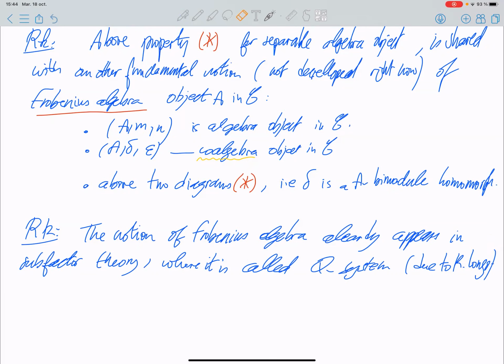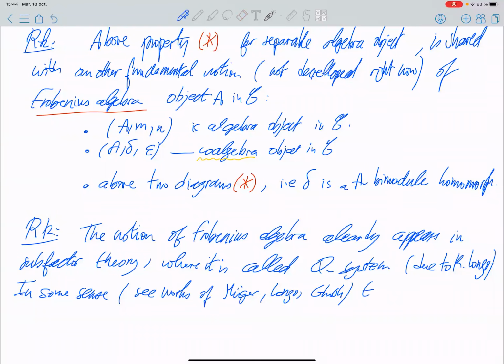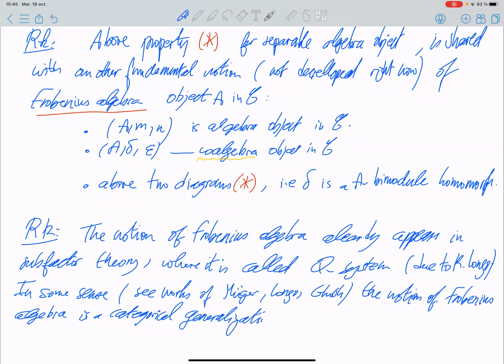So in some sense, according to, see the work of Muger, Longo, and also of Shamindra Ghosh, the notion of Frobenius algebra is a categorical generalization of the notion of subfactor.